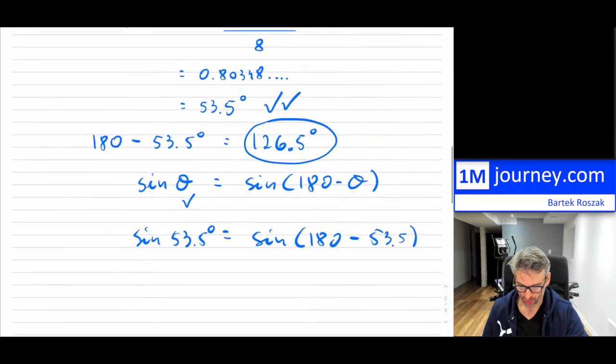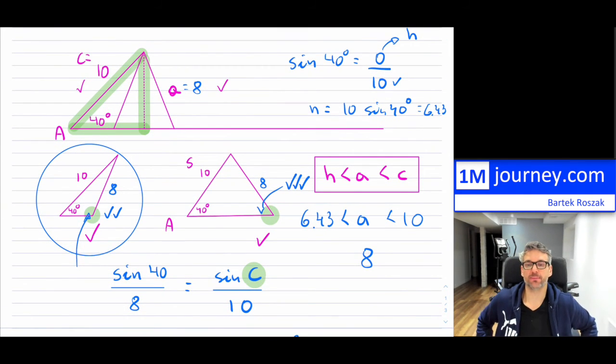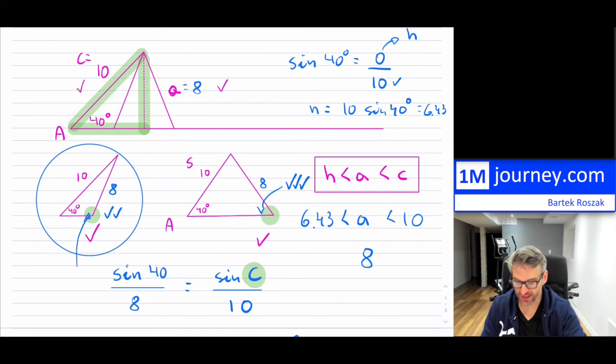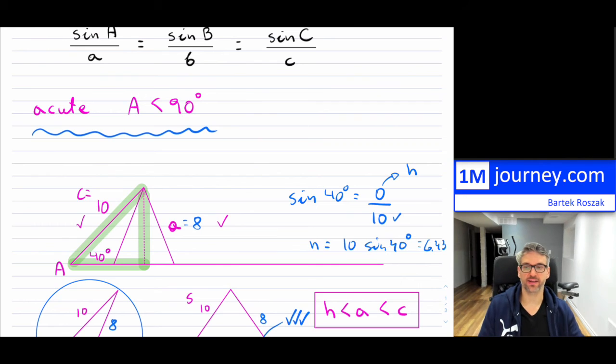Okay, so that is why this case is called the ambiguous case, because we might create two triangles with exactly the same sides and exactly the same angle. In this case, I took 40 degrees. And we might get two triangles, all right? So this is when your angle A is less than 90.